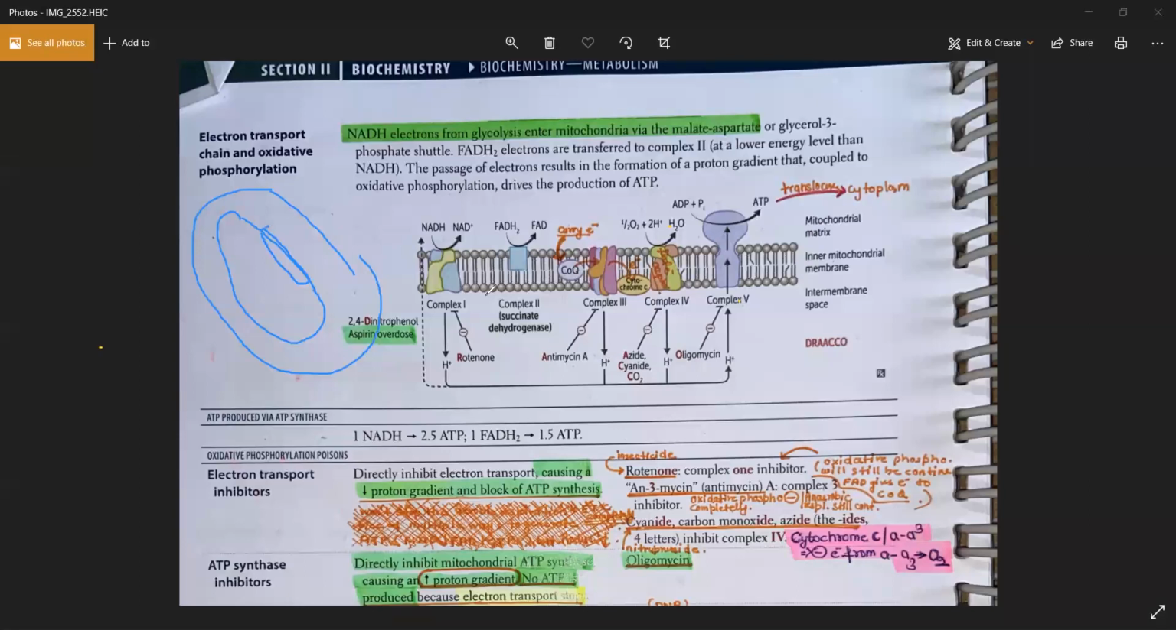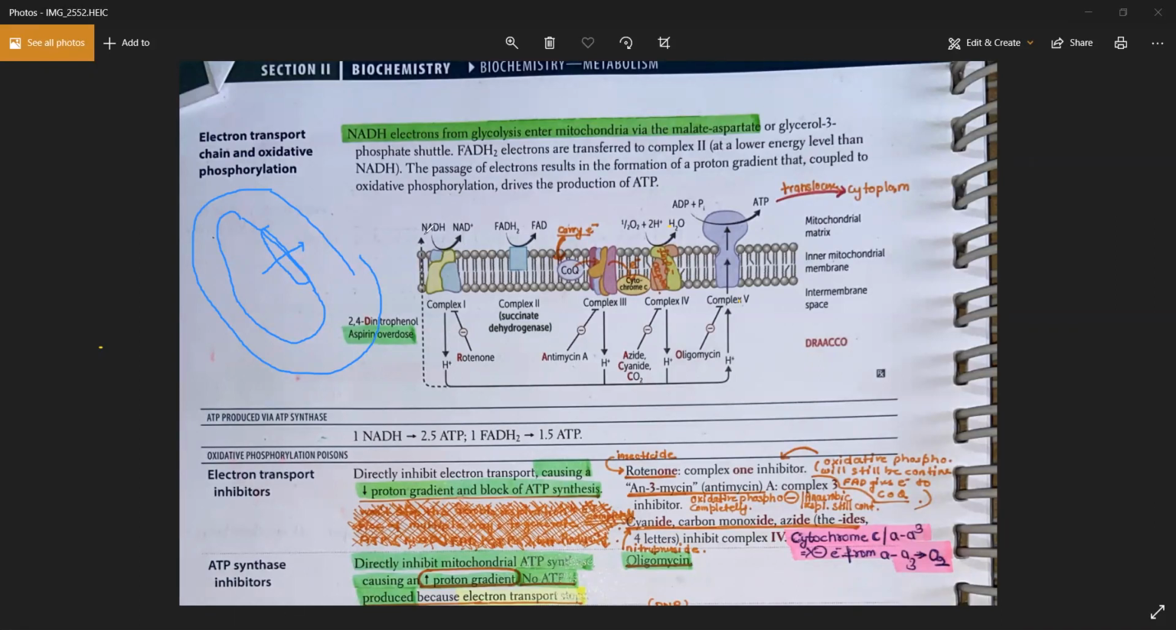Okay. So what will happen as the electron transfers from this complex to the last complex, they will take hydrogen from the matrix and transfer it into the intermembranous space. It's like a pump they are using. So NADH will deliver its electrons to complex 1. From complex 1, they travel to complex 3, then complex 4, and then complex 5. And in this process, it will utilize hydrogen and transfer it from the matrix to the intermembranous space.